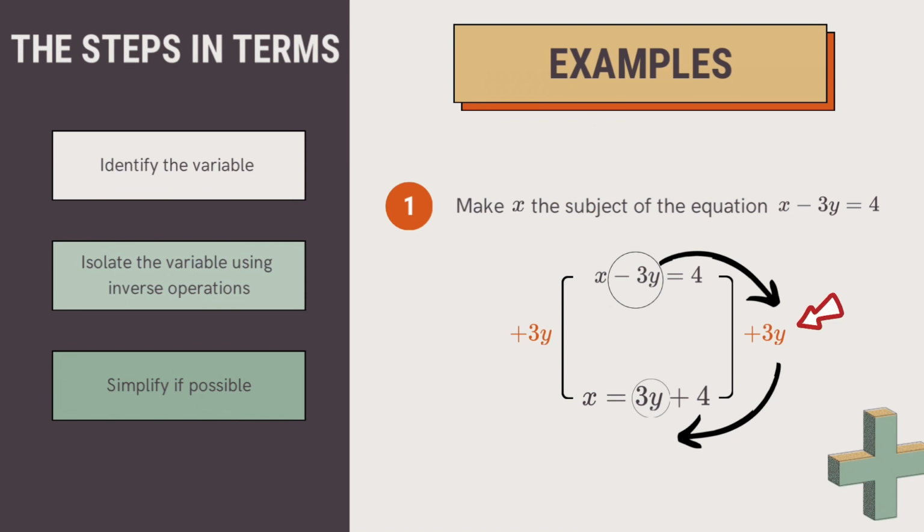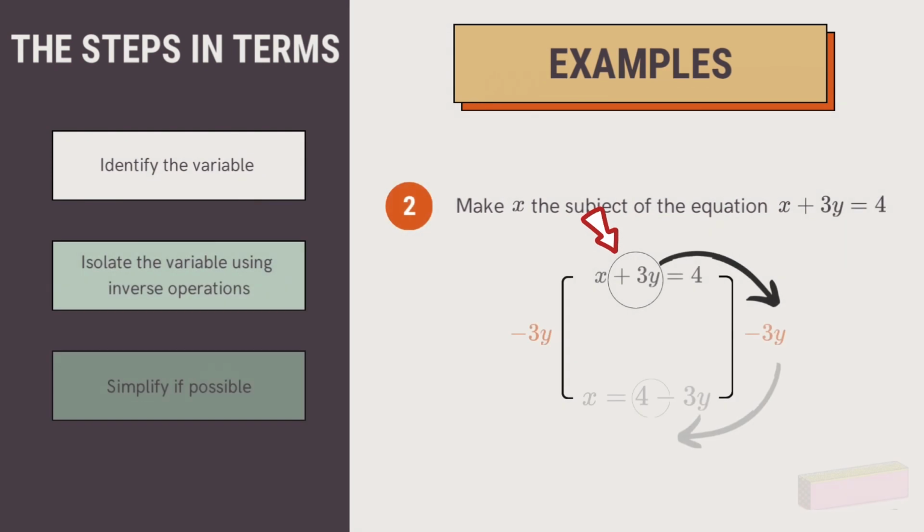Since 3 times y is a negative term, we add 3 times y to both sides. This gives x equals 4 plus 3 times y. If 3 times y were positive, we would subtract 3 times y from both sides. This demonstrates the use of inverse operations. A positive term requires a negative term to remove it. A negative term requires a positive term to remove it.